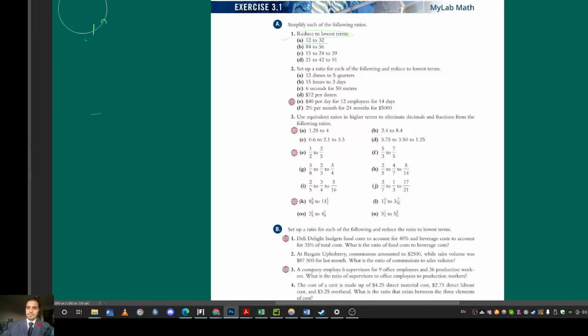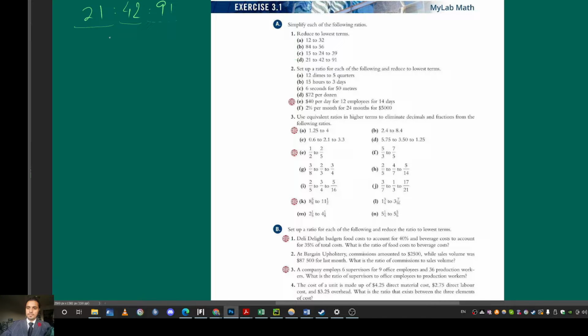Let's try another question, and then you guys will try something. Okay, let's try this one here. So 21 ratio 42 ratio 91, right? Again, all we're doing is finding common factors, something that can divide all of them. Remember what I told you about that.